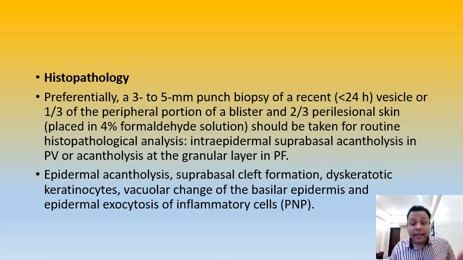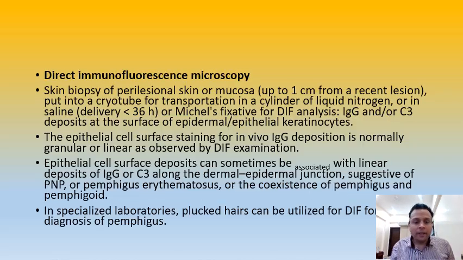And epidermal changes, as I told you: suprabasal cleft formation, acantholysis, dyskeratotic keratinocytes, vacuolar changes, exocytosis, inflammatory cells, and sometimes you can even get a lichenoid infiltrate band. That is the feature of PNP. So preferentially you should take a 3 to 5 millimeter punch, from a fresh vesicle. Or you can do a normal biopsy, like 1/3 of the peripheral portion of the blister or 2/3 of the perilesional skin. So you can take an intact blister also.